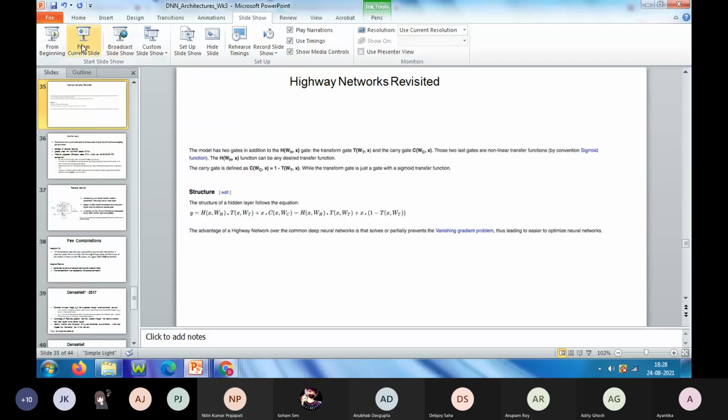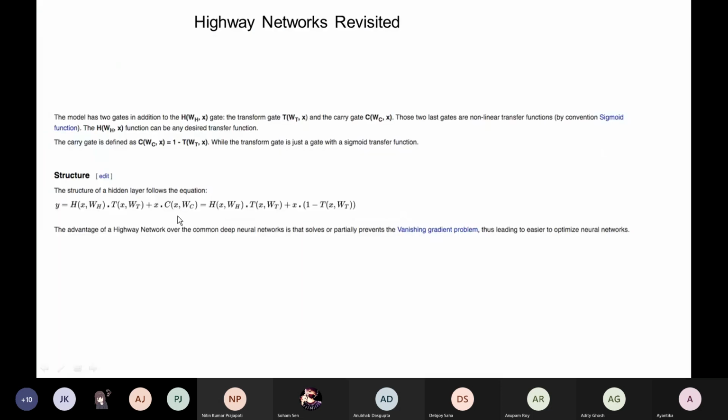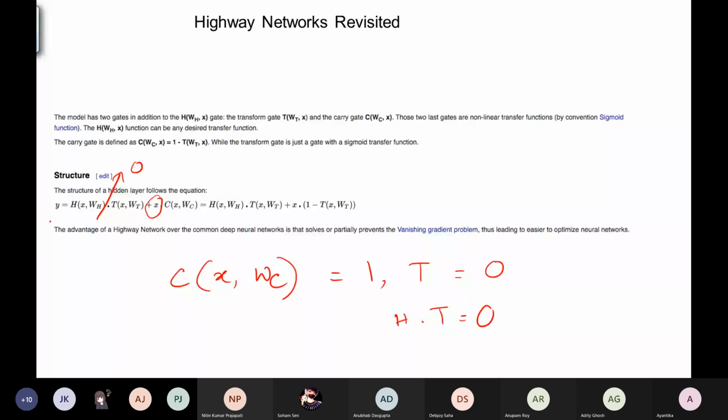Maybe it's clear, right? See, if this CXWC part is 1, that means obviously this T part is 0. That means this H into T part will be 0. That means this X is directly getting transferred to your output value Y. That means this X will be the direct output of your hidden layer.